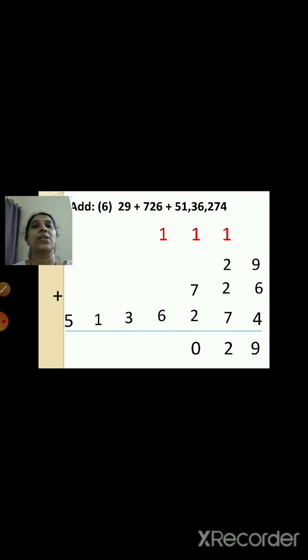So 6 plus 1 is 7. Now in the 10,000s place it is only 3. So 3 will come. In the lakhs place only 1 is there. So 1 will come. And in the 10 lakhs place only 5 is there. So 5 will come. So your answer will be 51 lakh 37,029. So let's move to the next one.